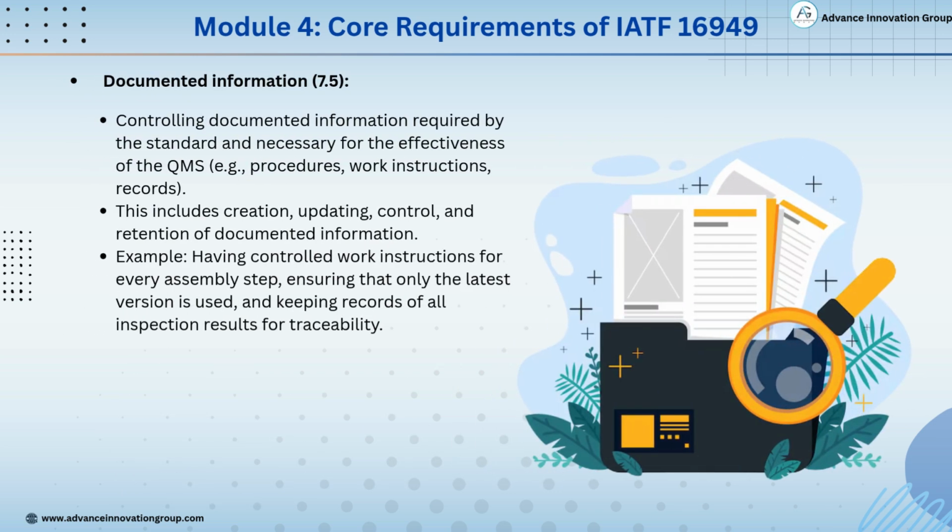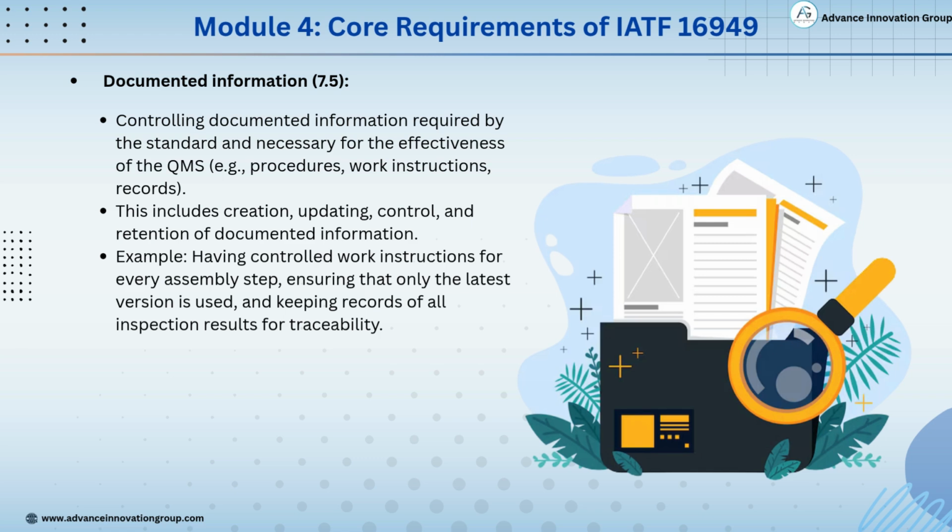Now we will talk about documented information, which is covered under Clause 7.5. This means all the documents that are required by the standard and are necessary for the effective functioning of the quality management system, QMS, such as procedures, work instructions, and records. This includes creating, updating, controlling, and retaining those documents.